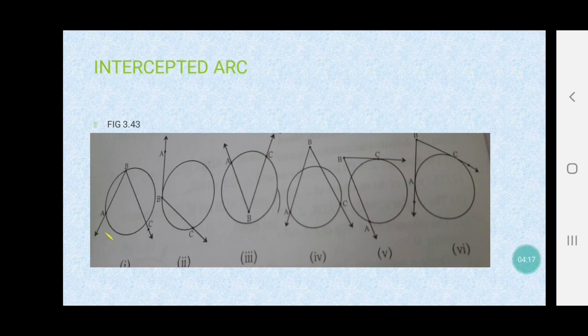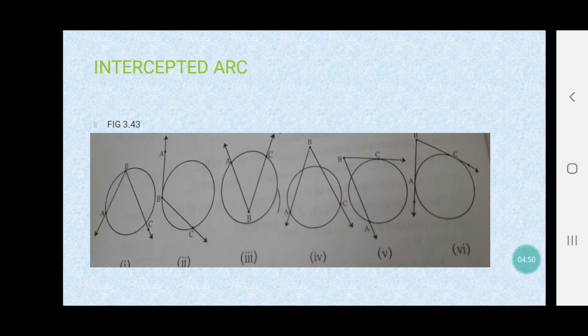In this one, ABC, where arms AB and AC are intersecting the circle at points A and C, AC is an intercepted arc. Same way in the other figures. Now there is a difference between inscribed arc and intercepted arc. Here AC is the intercepted arc and ABC is the inscribed arc, in which the angle is inscribed.